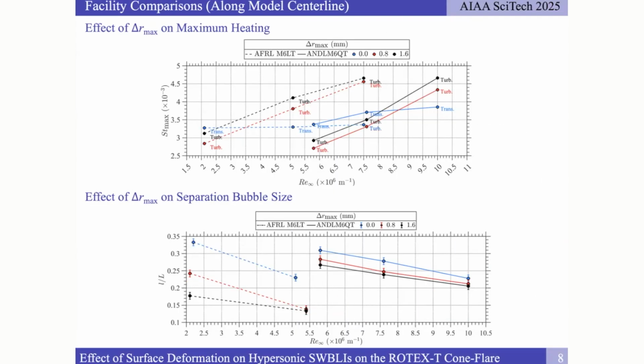Here we have a facility comparison. The top half of the slide is showing the effect of the flare deformation on maximum heating. We can see there are much larger changes in maximum peak heating as Reynolds number increases compared to an undeformed flare configuration. On the lower half, we show the effect that surface deformation has on the separation bubble size. We see that a larger deformation field results in a smaller separation bubble length.